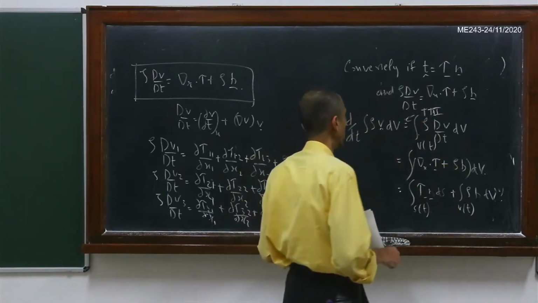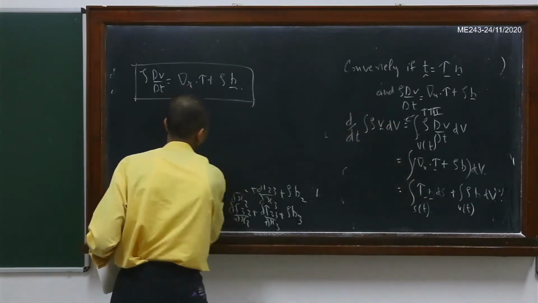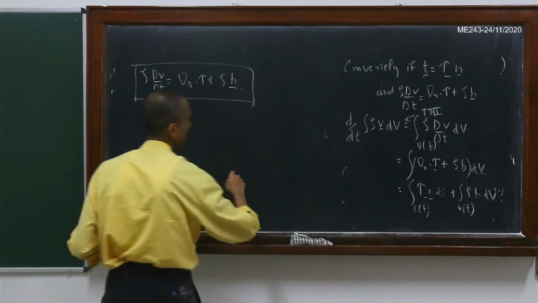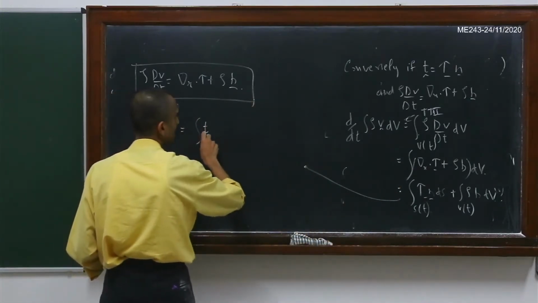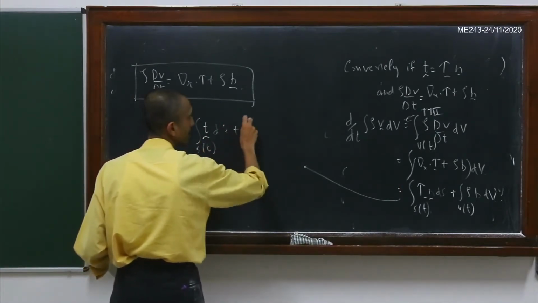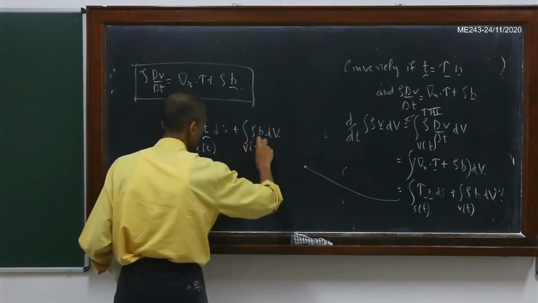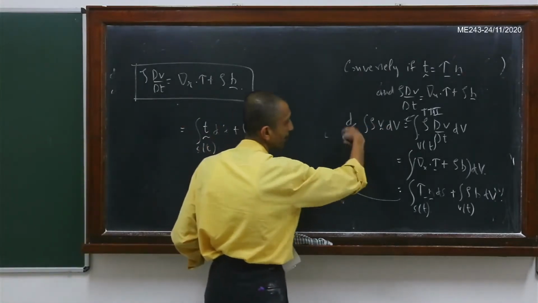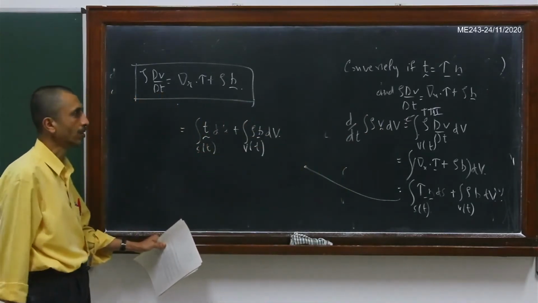So let me just write it here. This is nothing but the traction itself. So this can be written as the integral of t ds over s of t plus the integral of rho b times dv over v of t. Right? And so basically we have shown that the rate of change of linear momentum is equal to the sum of forces here. So the converse is also true.